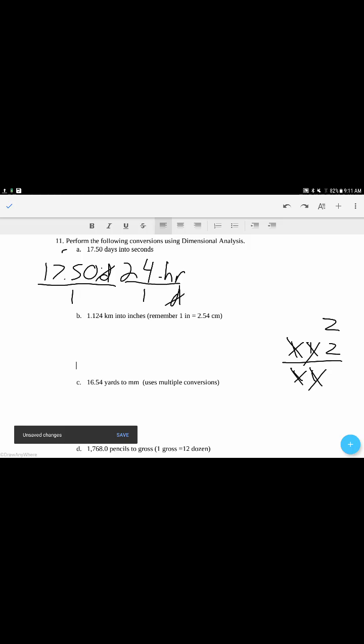Okay, now hours is not where we want to be. We want to be at seconds. So we need another conversion factor. Now again, hours is on top, so we're going to put hours on bottom. And again, there's not really a very well-known conversion factor for hours to seconds, but there is a very well-known one for hours to minutes. So 1 hour has 60 minutes in it. Again, hours cancels out. We're left with minutes.